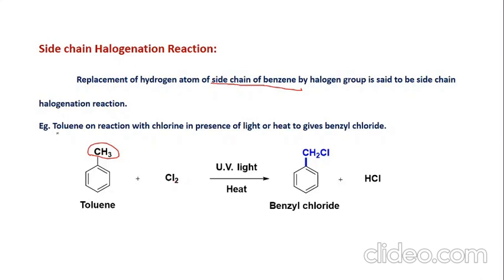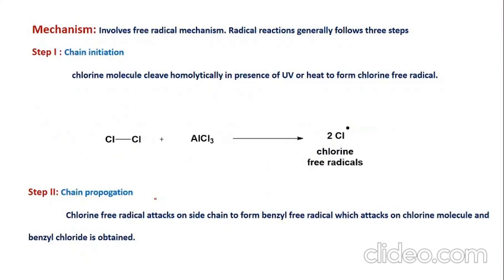Okay, so the example given over here is toluene reacting with chlorine in the presence of UV light or heat. One of the conditions gives us benzyl chloride. This is the structure of benzyl chloride. So this is the general reaction. Now we are going to see the mechanism of this particular reaction.